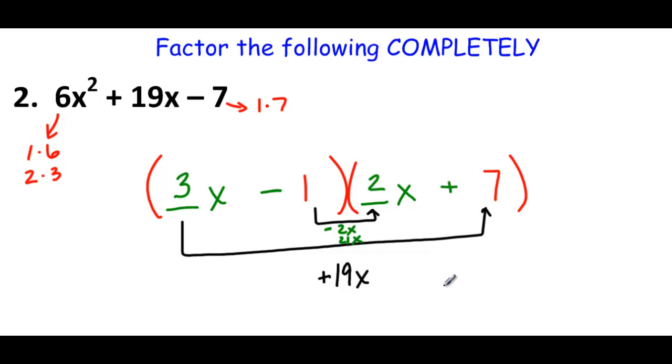And before I go on and assume that this is my correct answer, let's double check. Does 3x times 2x give me 6x squared? Yes. Does negative 1 and a positive 7 give me a negative 7? Yes. And I already double checked to know that I get a 19x when I do my middle 2 terms and my outside terms. So 3x minus 1 times the quantity 2x plus 7 would be my final answer.